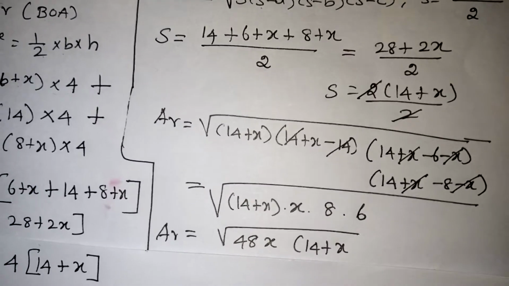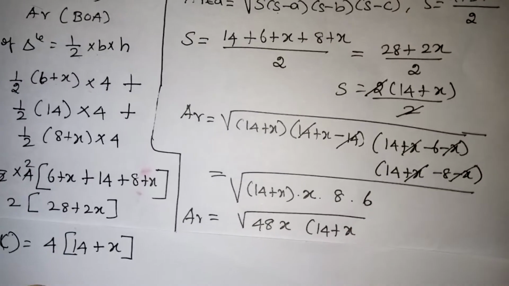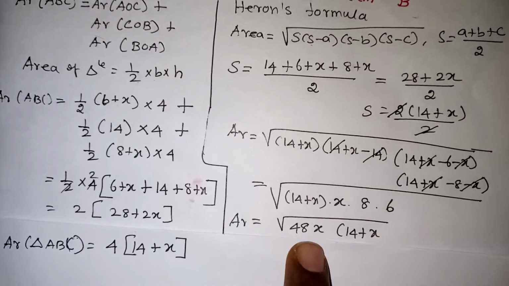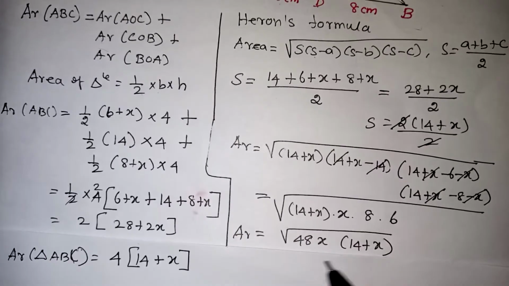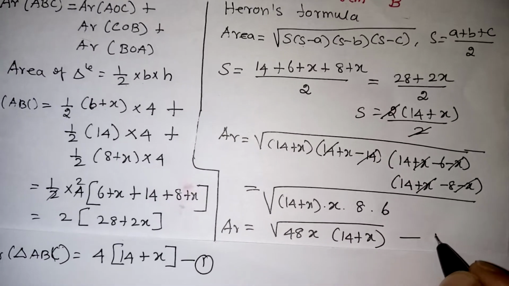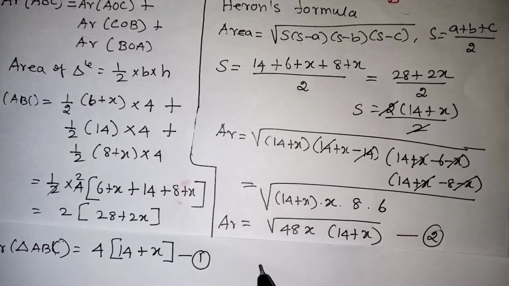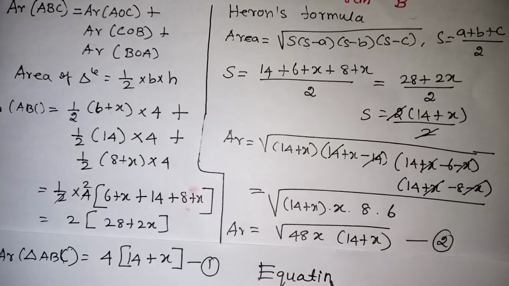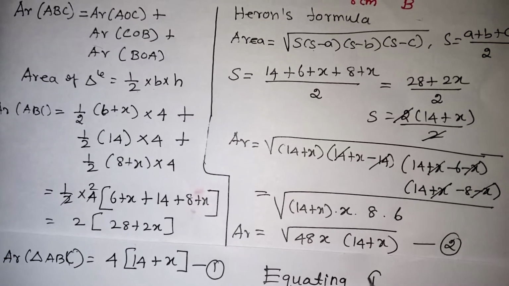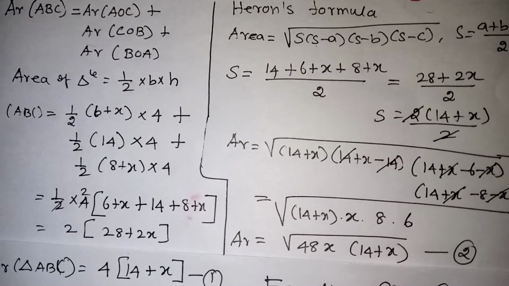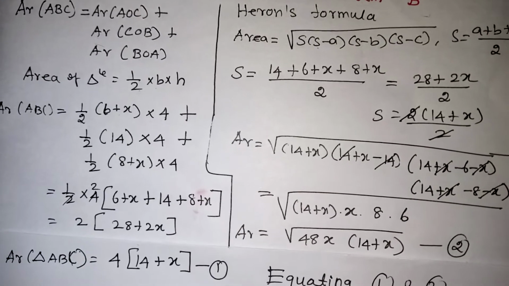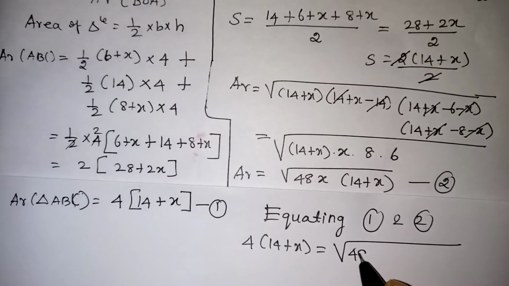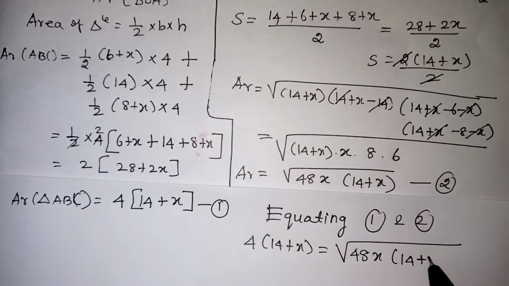So here we are getting the area value in 2 types. Area of the triangle is 4 into (14 plus x). Here we are getting the area value root of 48x into (14 plus x). This is the first area value. This is the second area value. So here we are going to equate both, because both are representing the area of the whole triangle only. Equating 1 and 2, the first equation 4 into (14 plus x) is equal to root of 48x into (14 plus x).